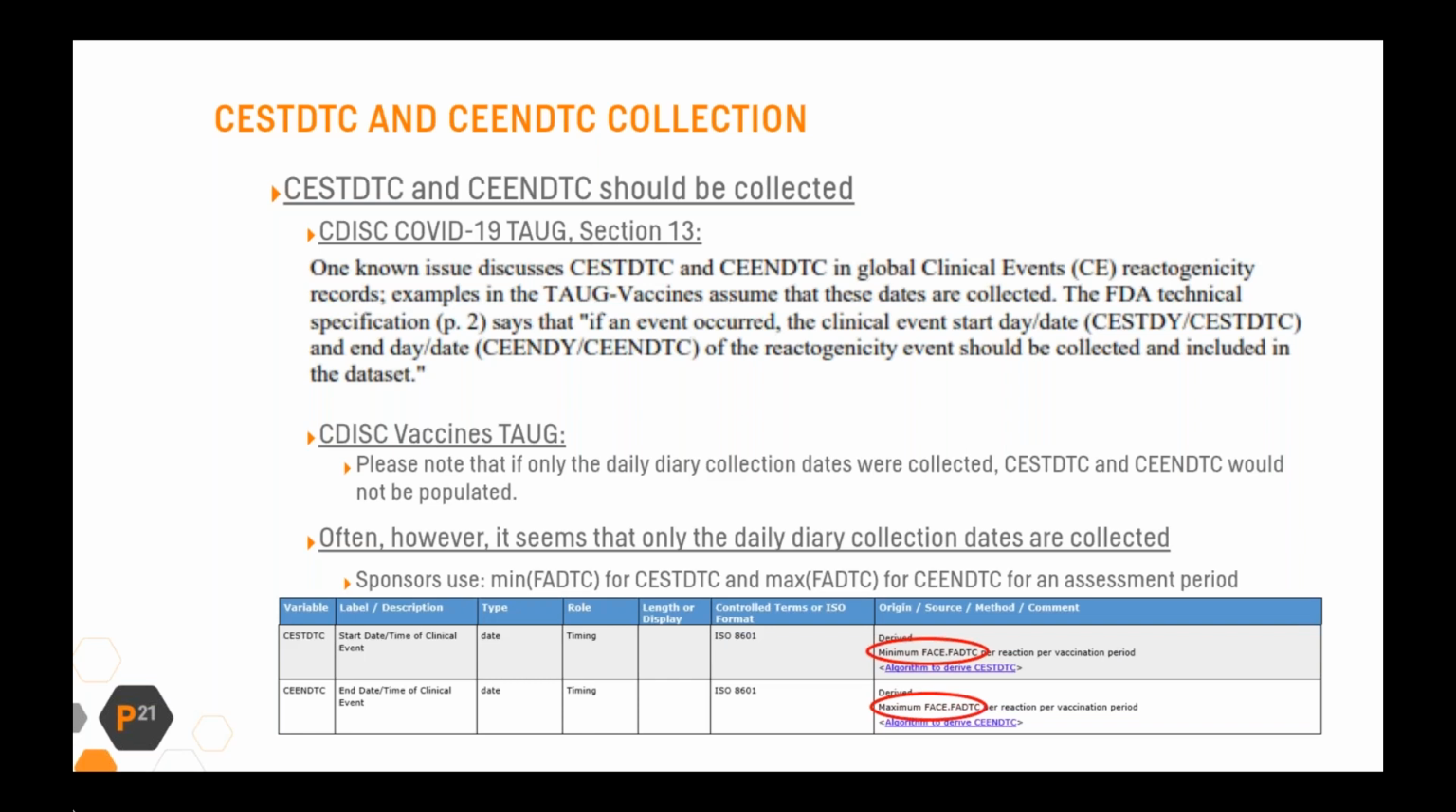So it would be a good thing for this to be discussed in more detail in a subsequent version of the CDISC vaccines TAUG or even FDA guidance to kind of clarify how this data should be mapped.